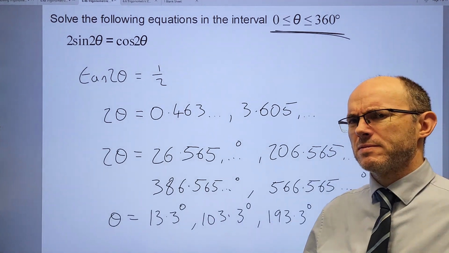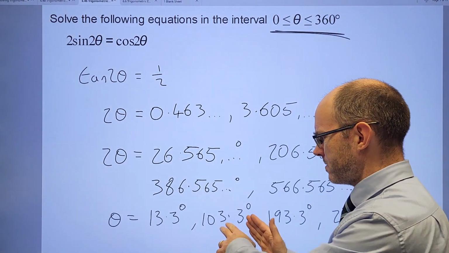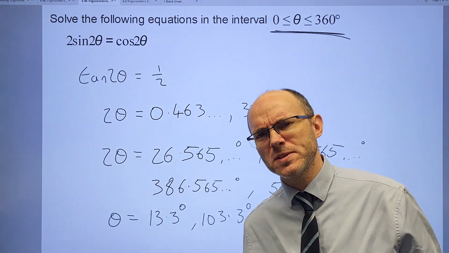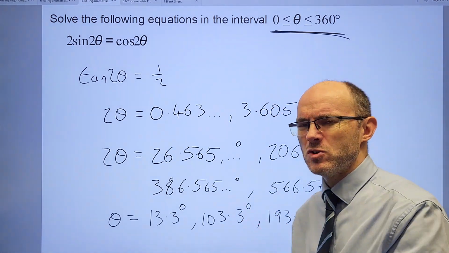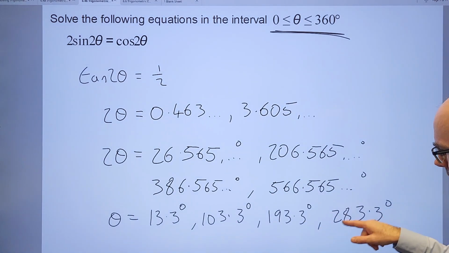1 decimal place rather than 3 significant figures. I've got to think about leaving answers as what appear to be integer values, whole numbers. So I usually prefer at least 1 decimal place. Obviously, if it says 3 significant figures, 103, 193, 283.